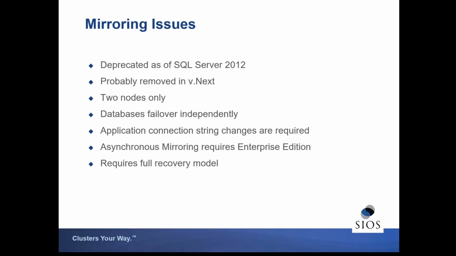Mirroring does still require the full recovery model, so you've got to have that full transaction log. This has actually been a problem for a client I was working with just last night. They're using database mirroring to go between their production and DR sites. Production is in Mesa, Arizona. DR is somewhere in Utah, so relatively close. So we're actually doing synchronous, which is fine, on Standard edition.